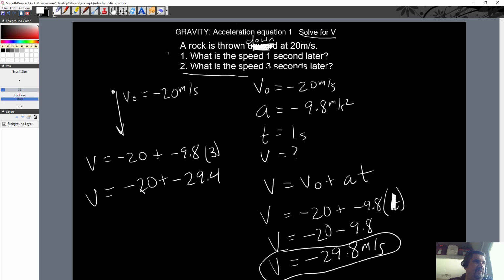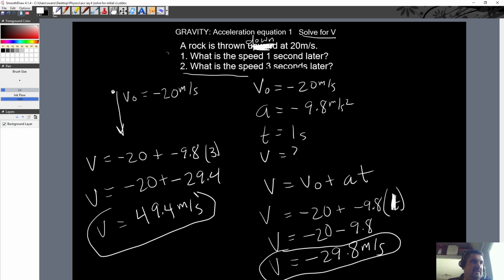And so now we got negative 20 take away, because it's adding a negative. So you're just adding more negative. So it's 49.4 meters per second is your final speed after 3 seconds.